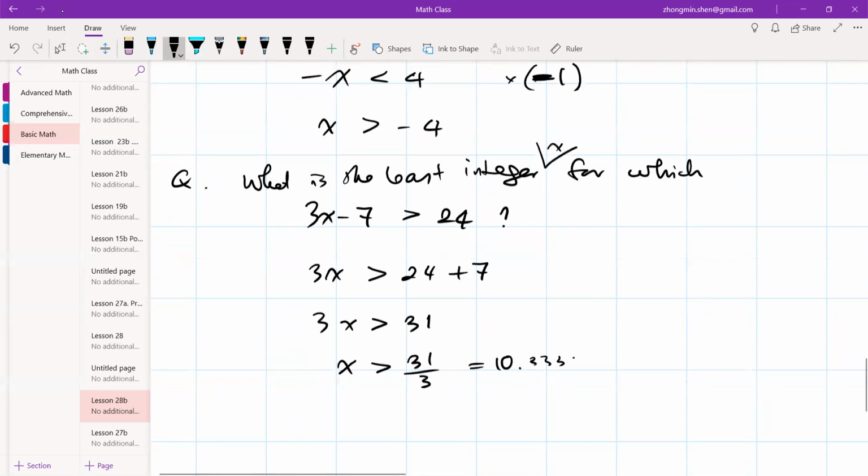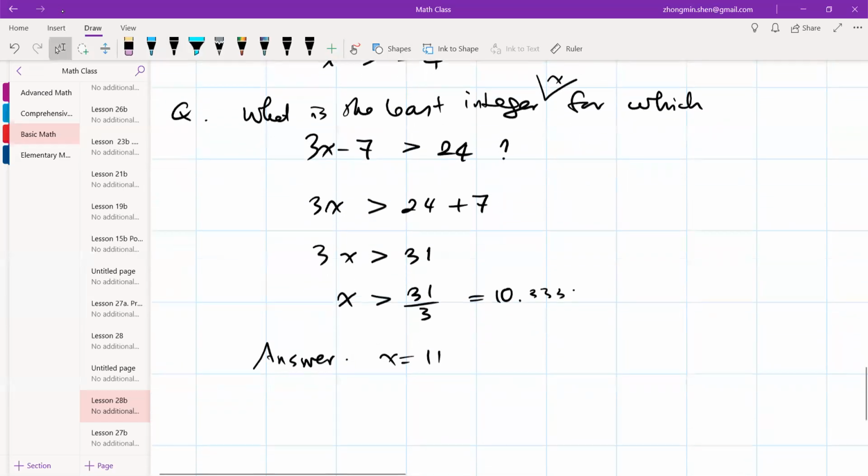What is the smallest integer greater than that number? 11. So the answer is x equals 11, not that number, okay? Because 11 is the smallest integer greater than or equal to that number. I forgot the word up there. I did not read it. I just saw it. Okay.